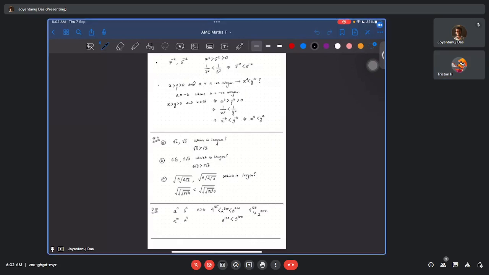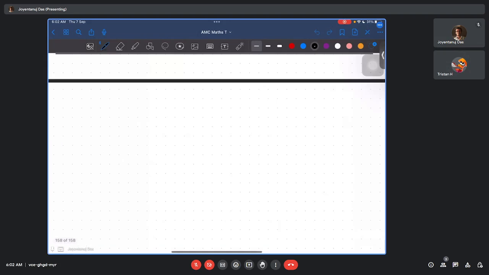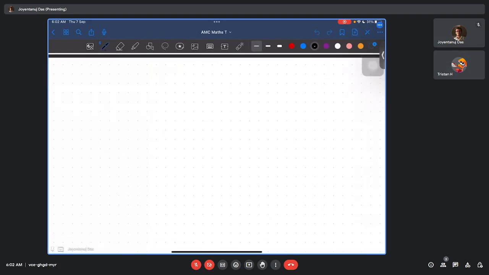Okay, so we did up to 9.10, right? Yes. So next one is, they're asking to determine which of these two quantities is larger, they are rational numbers.